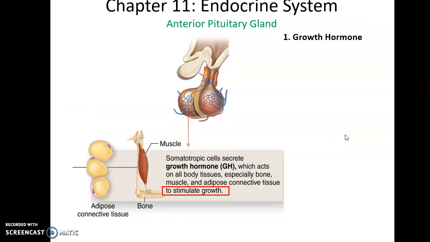So the anterior pituitary gland produces a bunch of hormones. One hormone is the growth hormone. The growth hormone, when released, will affect many, many different tissues in the body, especially tissues that are actively growing or can actively grow. So it affects bone tissue, muscle tissue, adipose tissue, and so on, causing the body to get bigger, as it were. Very important when we're children and teenagers.